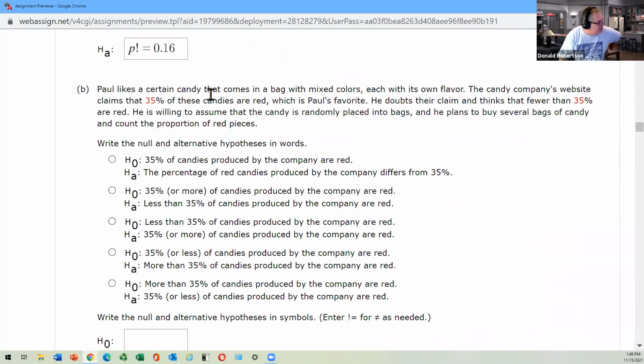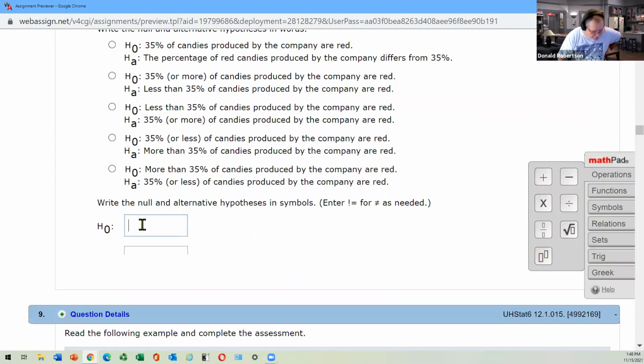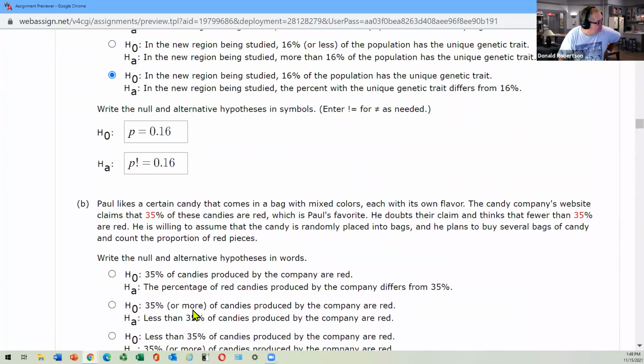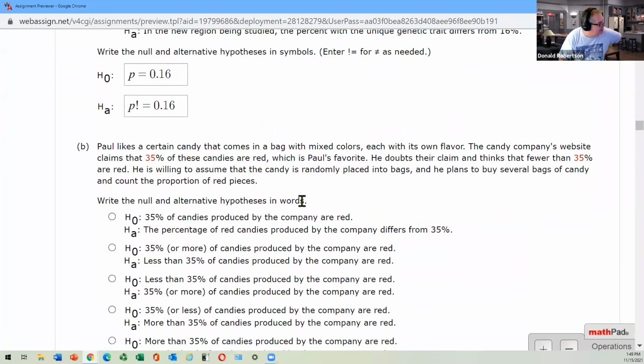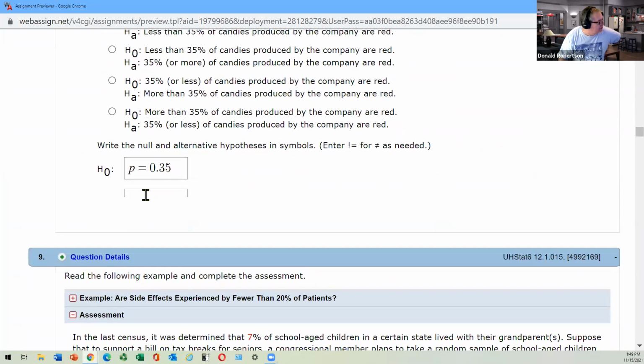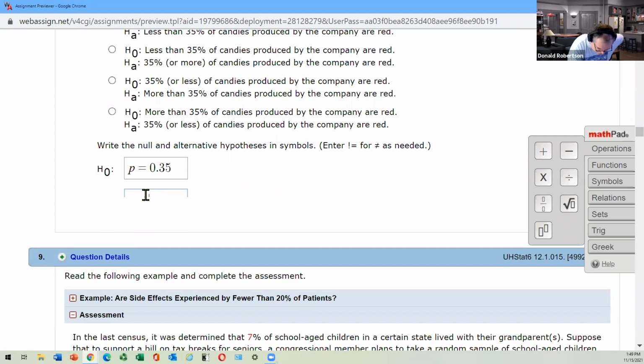Paul likes certain candy that comes in a bag with mixed colours. The candy company claims that 35% of them are red. So won't that be P equals 0.35? Now, I don't need this English bit, so you can fill that in yourself. He doubts that their claim is true. He thinks that it's fewer than 35. Haven't I now got my alternative? He thinks it's fewer than 35.